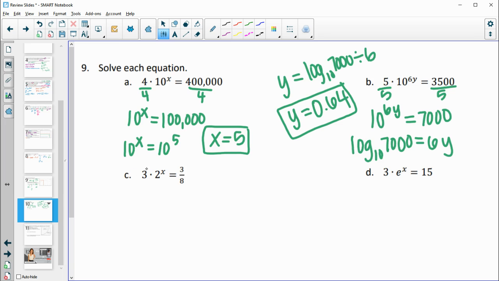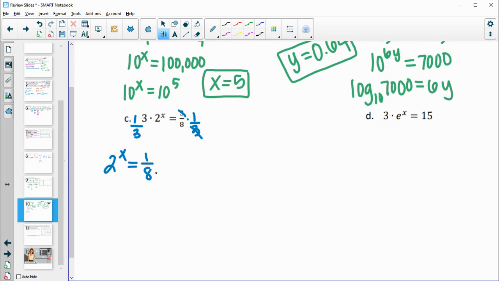All right, so then this one, to get rid of this 3, we're going to divide by 3. And really, instead of dividing, I'm going to say multiplying by a third since this is a fraction. So let's multiply by a third. So then we're going to have 2 to the x, and then these 3's will cancel, so we'll get 1/8. And then we know that 8 is a power of 2, because 8 is 2 to the 3rd power. So 2 times 2 is 4 times 2 is 8.